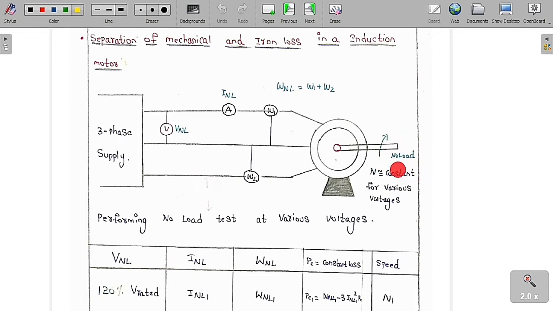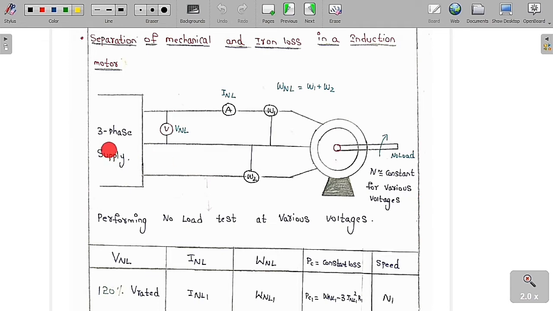At no load test, we can say that the speed is nearly equal to NR. So speed is nearly equal to NR, which means slip is equal to 0. For various voltages, I have already told you, N is nearly equal to constant. Even if we further increase the voltage, the speed is nearly constant for various voltages.